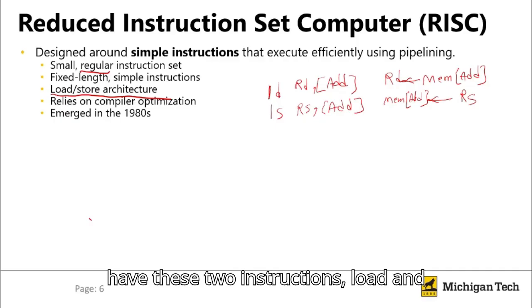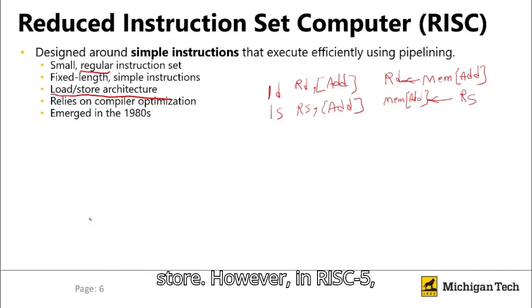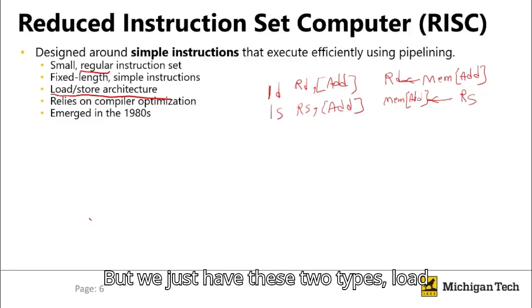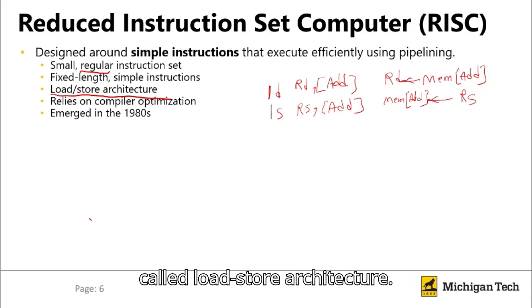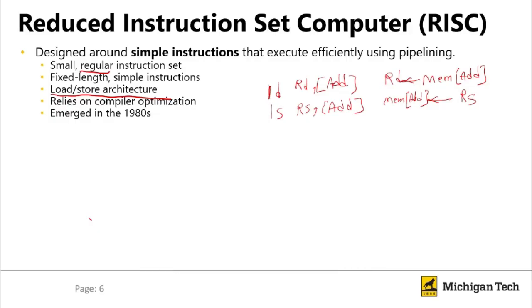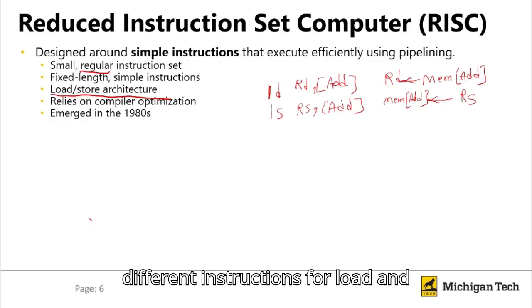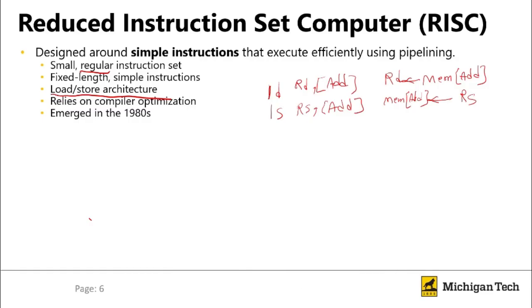We just have these 2 instructions, load and store. However, in RISC-V, we have load 32 bits and load 64 bits. We have 2 types of load for 32 and 64 bits differently. But we just have these 2 types, load and store. This type of computer is called load store architecture. So they just have different instructions for load and store.